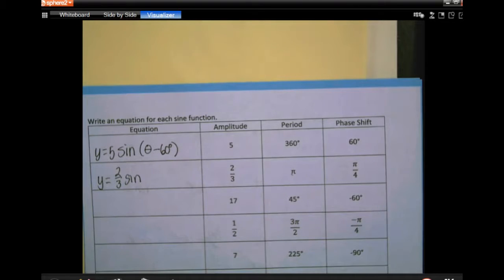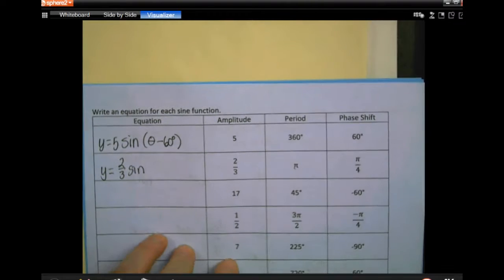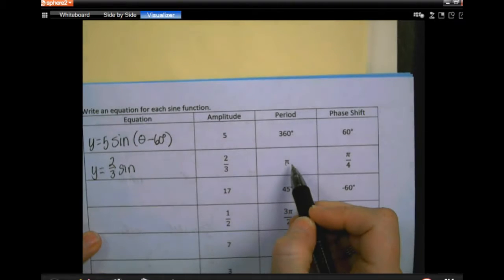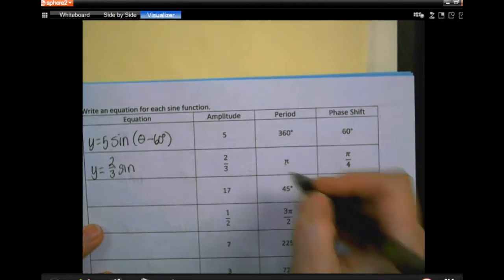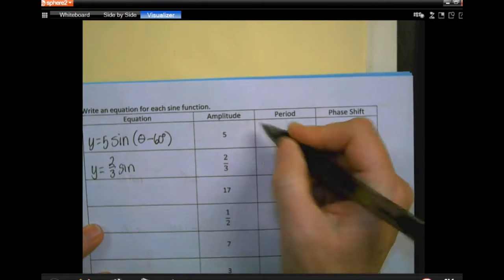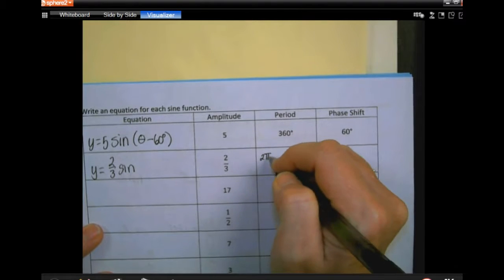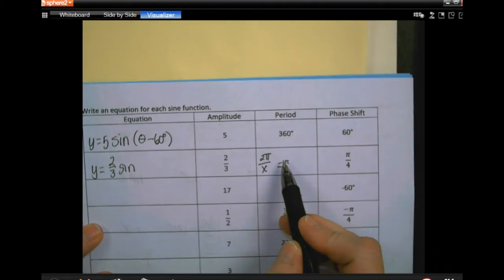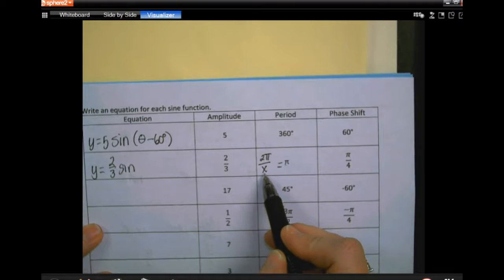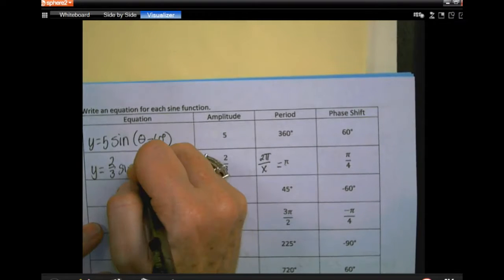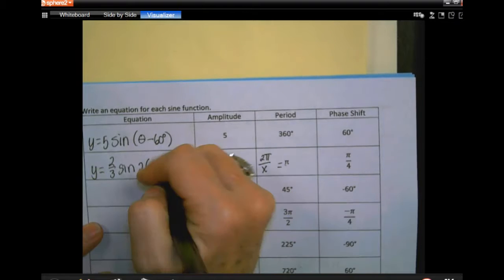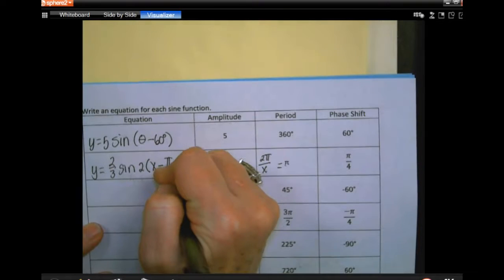Okay. So if I end up with pi, so what's the formula? What do I start with? So I have 2 pi and I divide it by a number, right? If I divide it by x, and I'm going to end up with pi. So what's the x that I had? 2. So I'm going to have 2, and then I'm going to have x minus pi over 4.